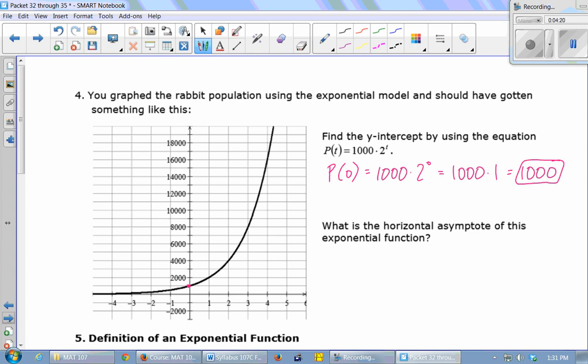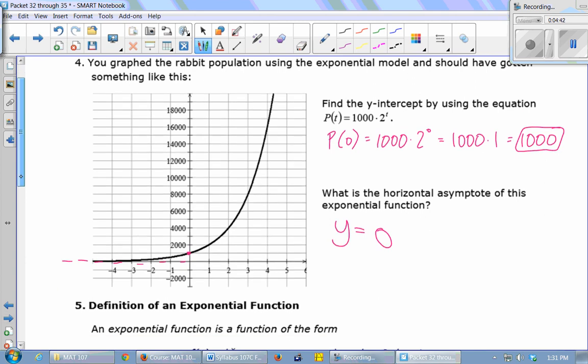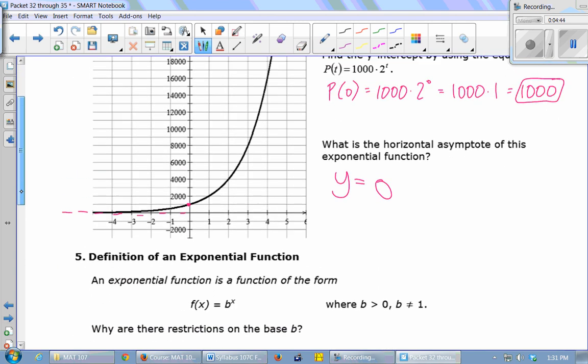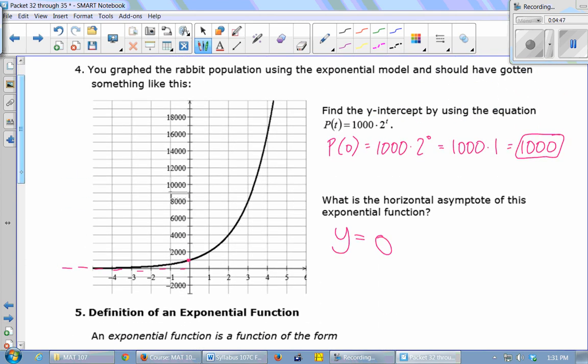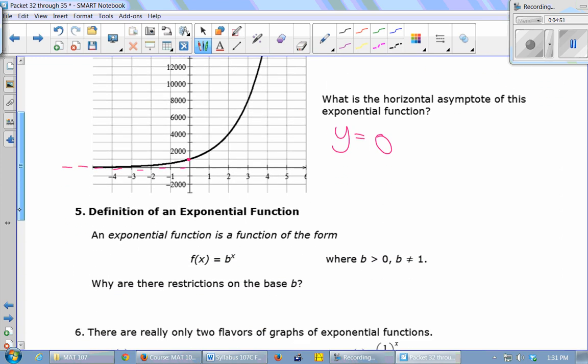What is 0? Y equals 0. Yeah. So you can see as x approaches negative infinity, the graph is approaching this asymptote of y equals 0. All right, so that takes care of our introduction to exponential functions using rabbits.